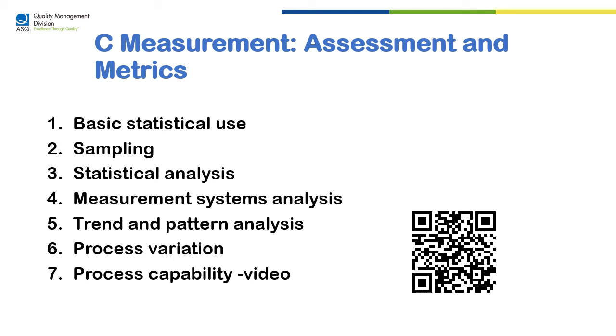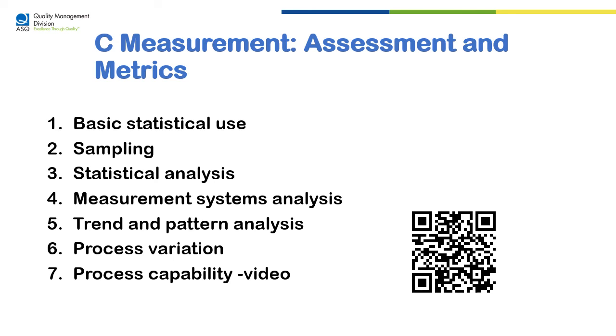Process variation looks at the difference between common cause and special cause variation. These are 2 very important terms to understand. Common cause is the randomness within any measure. Special cause variation tends to come from outside the process. It is not inherent in the process.